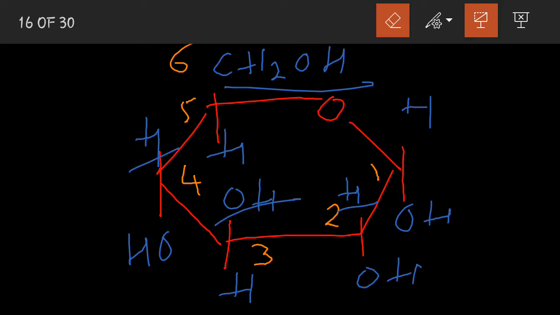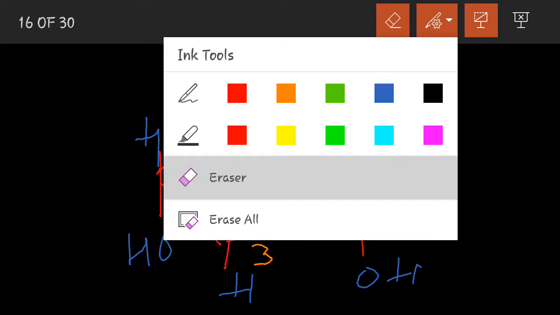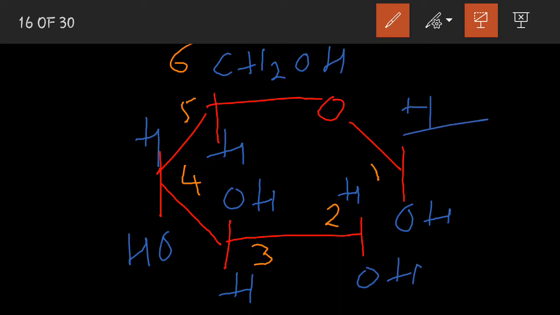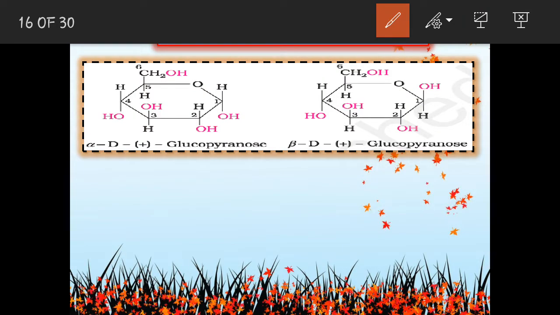So here I have written alpha D plus glucose. Then what about beta D plus glucose? It's simple. Instead of H and OH at carbon number 1, we'll have OH and H. So that's the beta form. Okay, will you write this structure? Yes. Now the same thing.